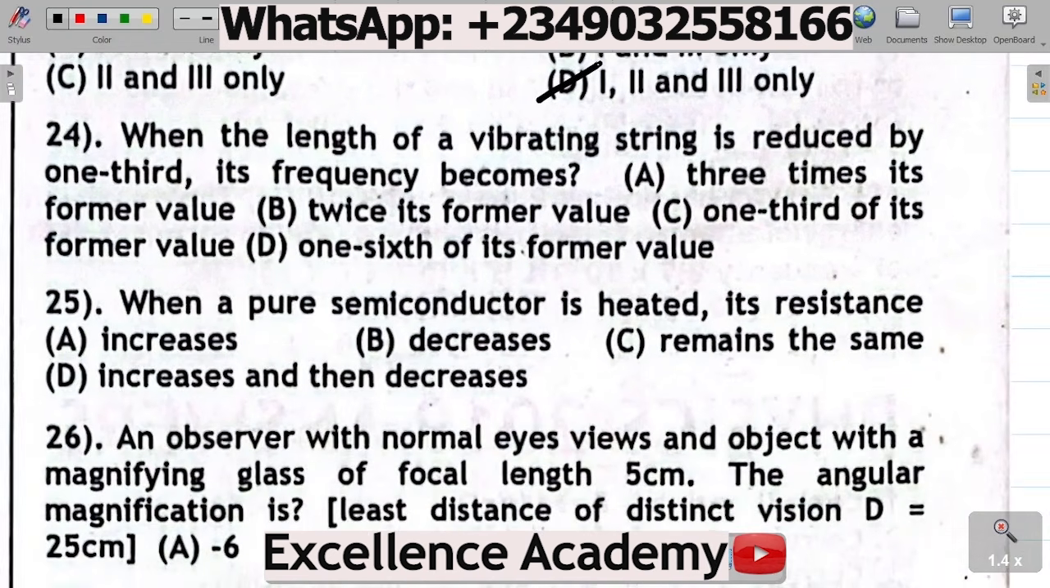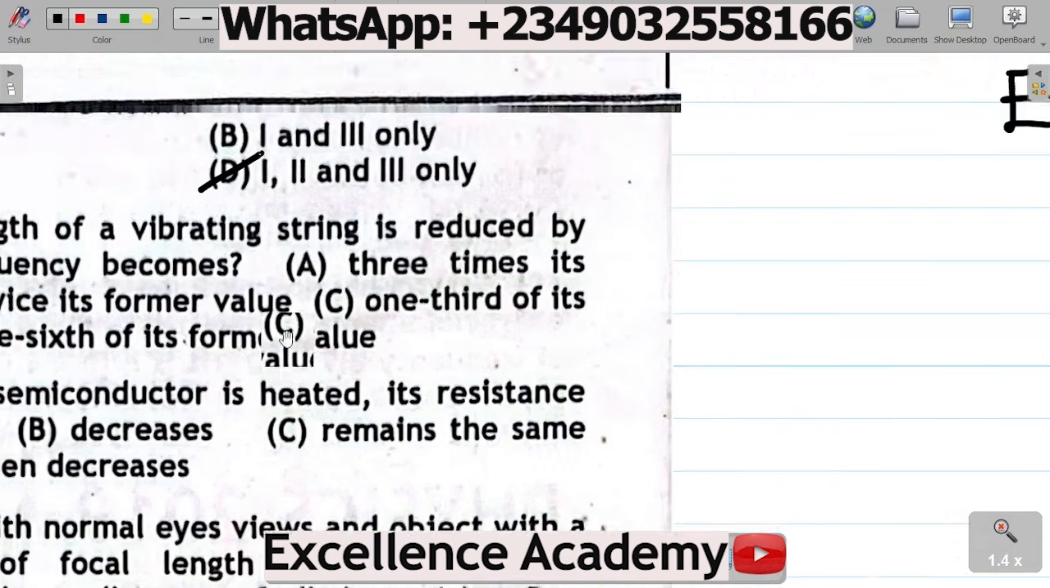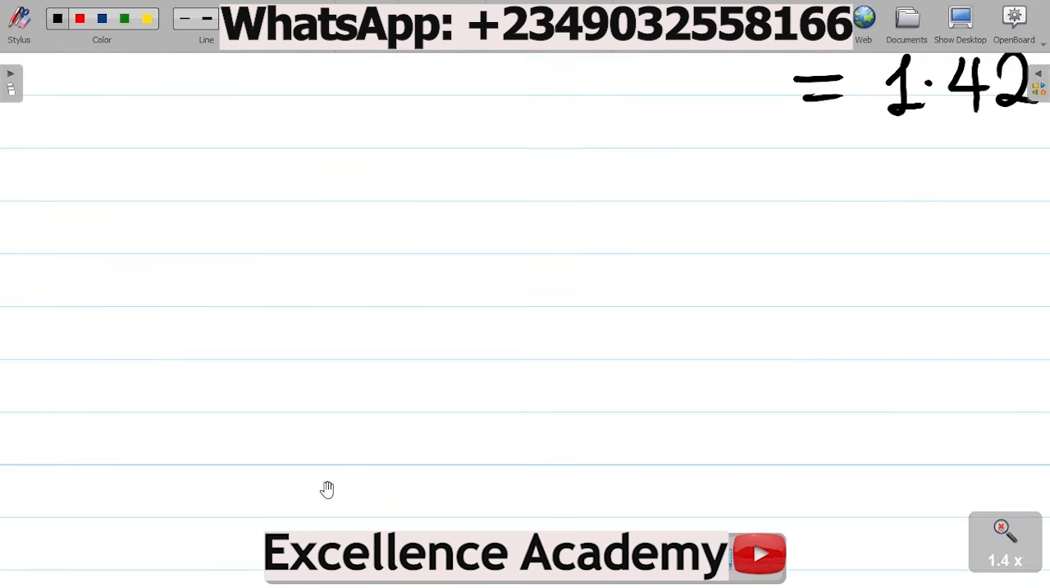Question number 24. Question 24 says, when the length of a vibrating string is reduced by 1/3, its frequency becomes: A, 3 times its former value, B, twice its former value, C, 1/3 of its former value, D, 1/6 of its former value. All right. Now, how do you solve 24?